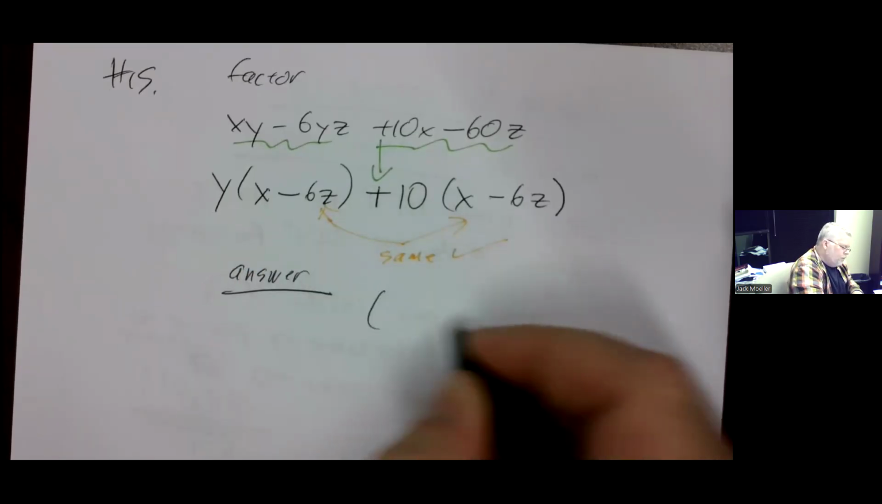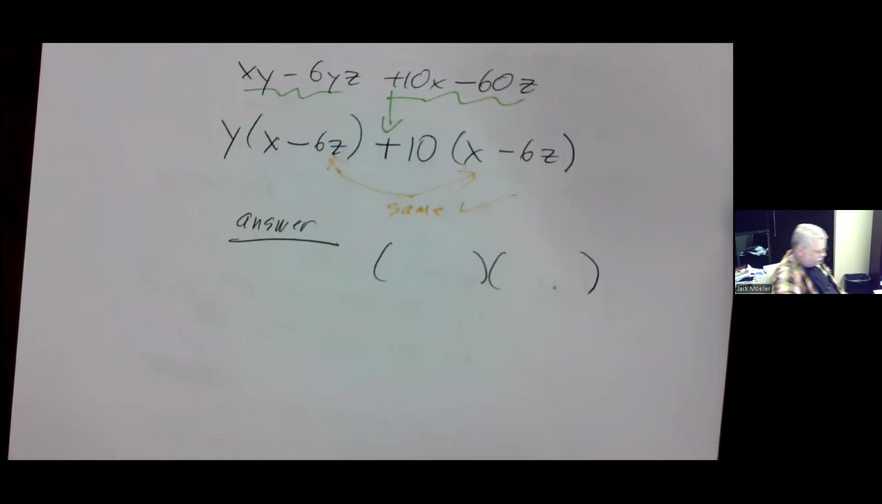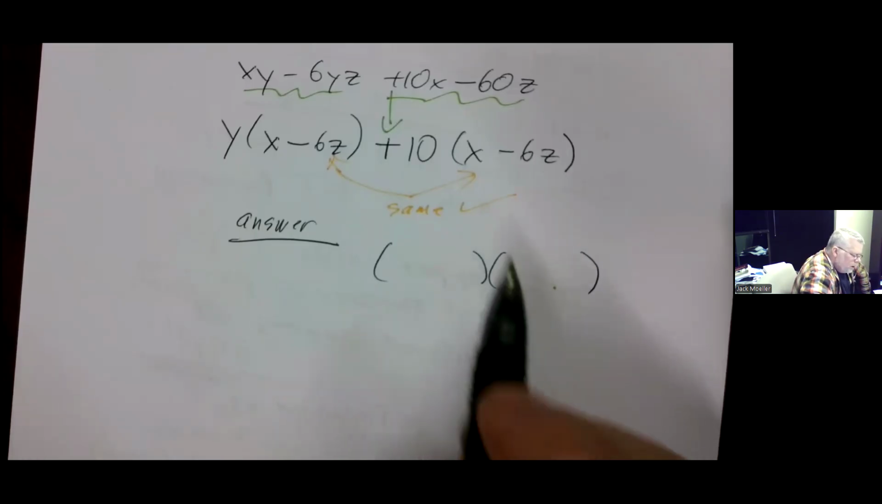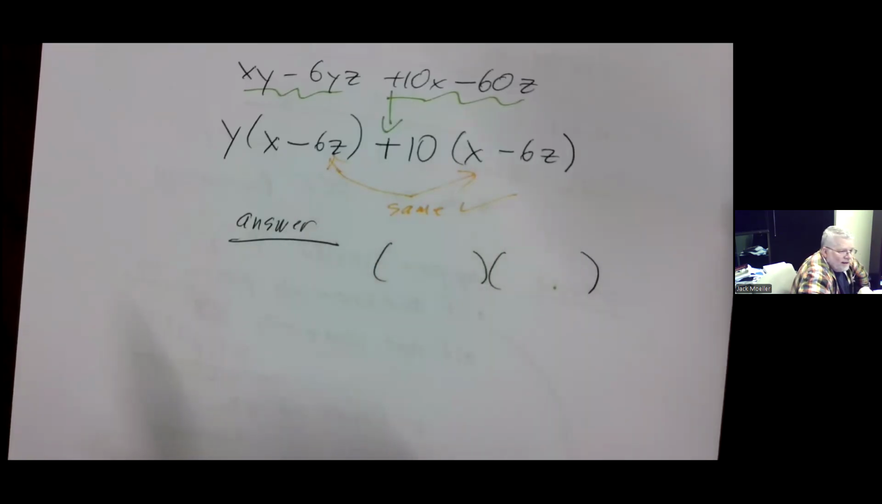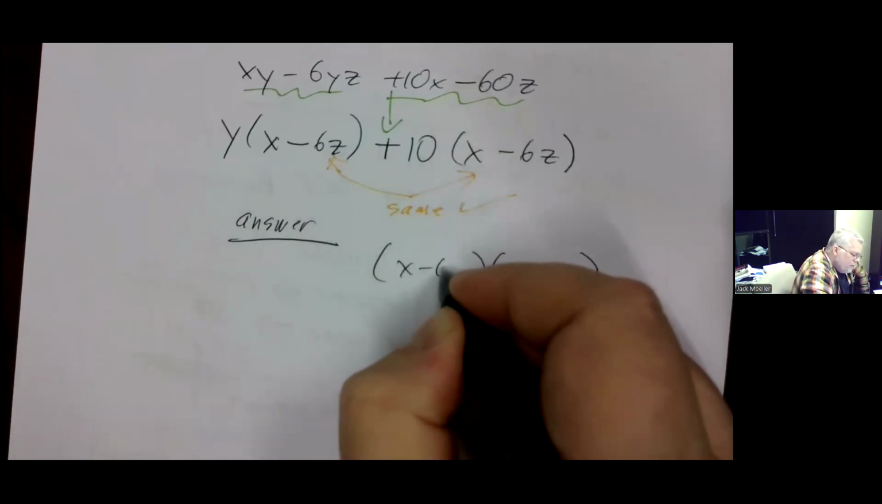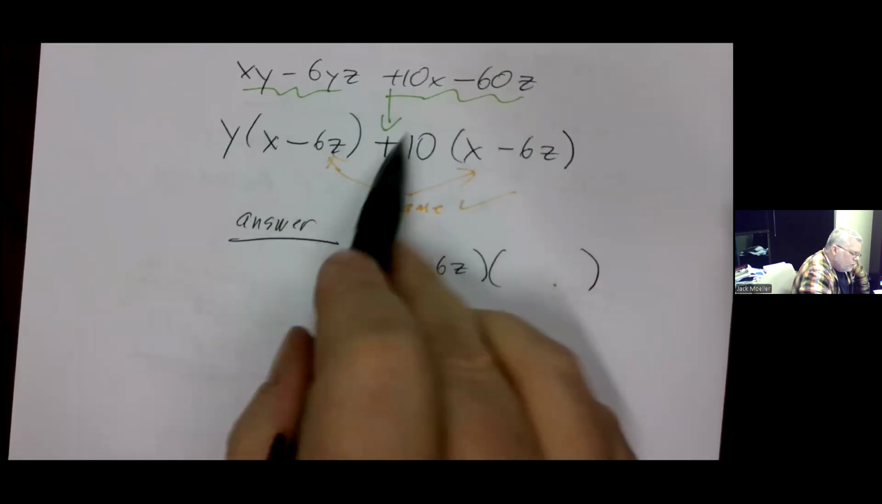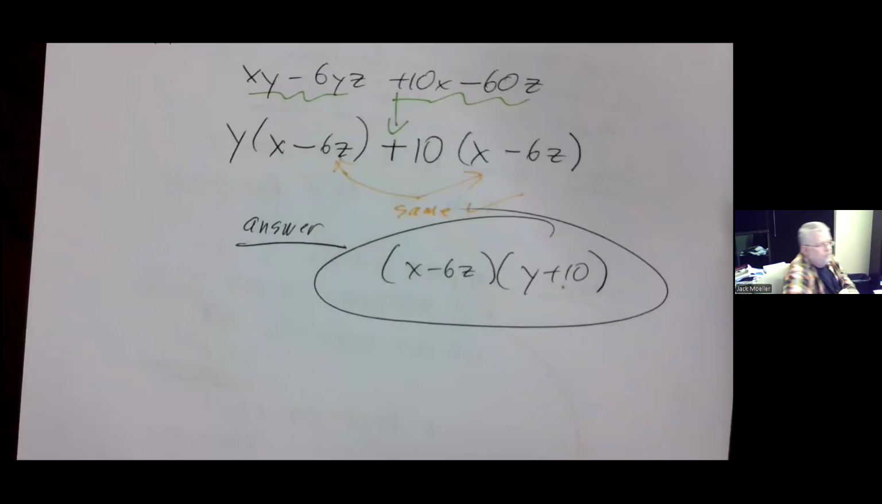So we're going to have two binomials. And so what are those binomials? Again, the order doesn't matter, but one is going to be inside parentheses, one's going to be outside. So inside is x minus 6z. Outside is y plus 10. There you go.